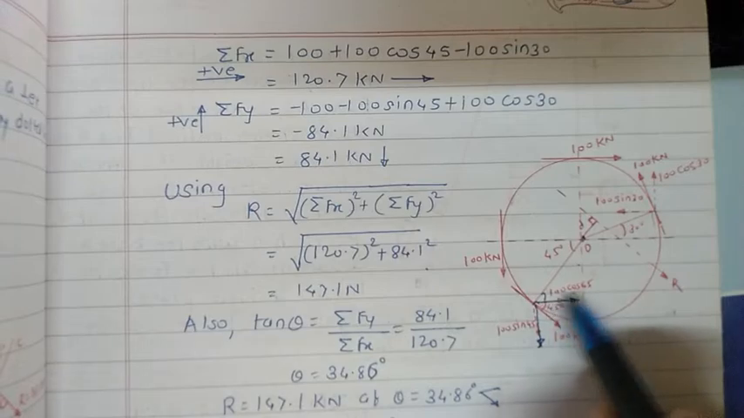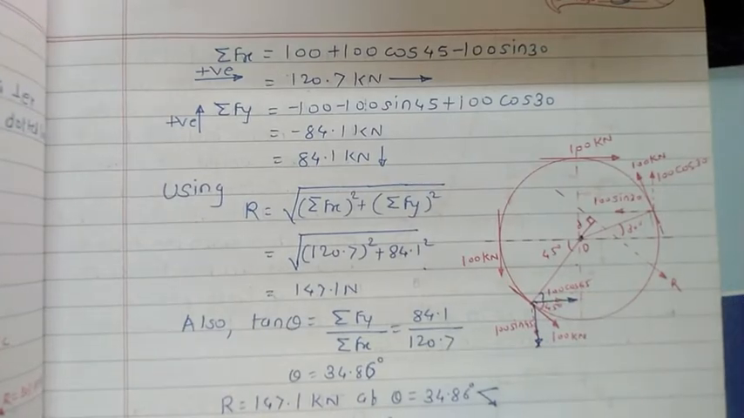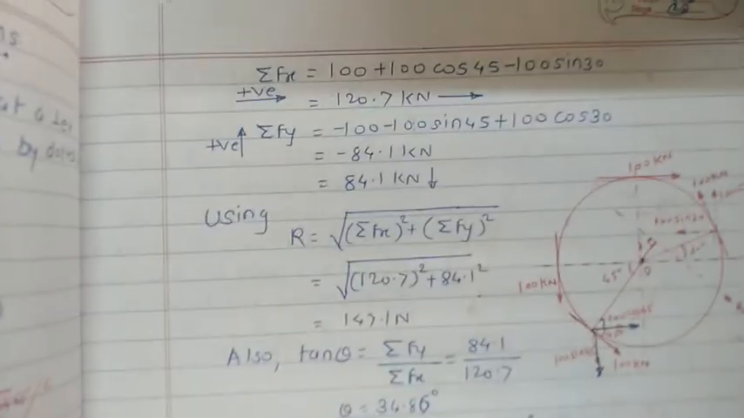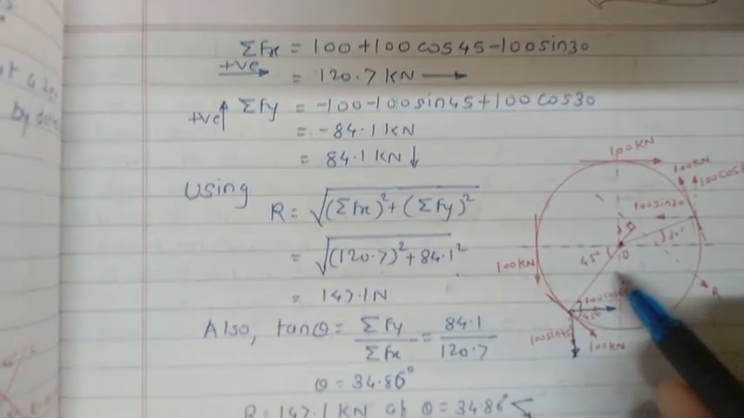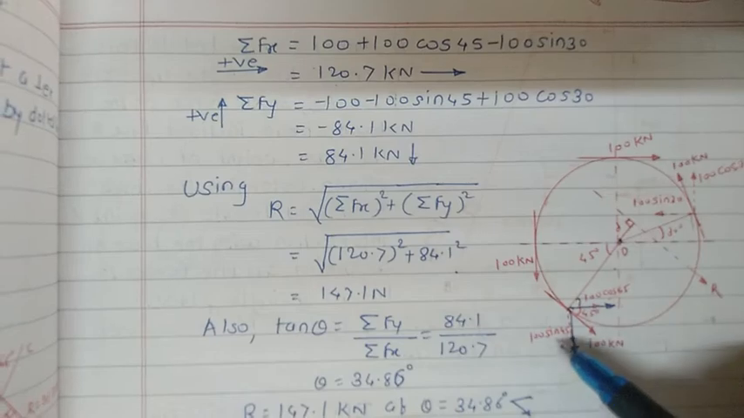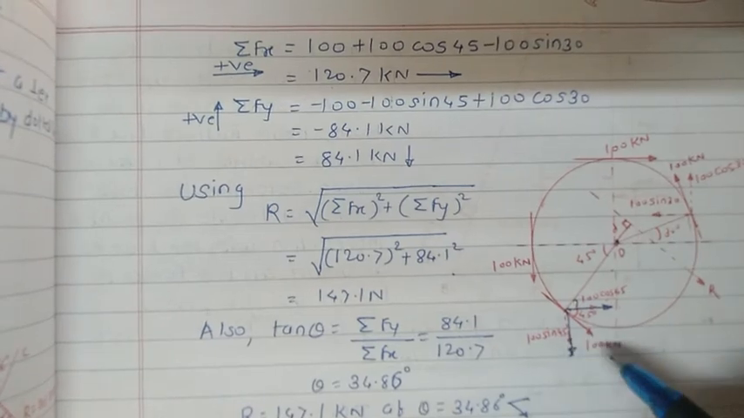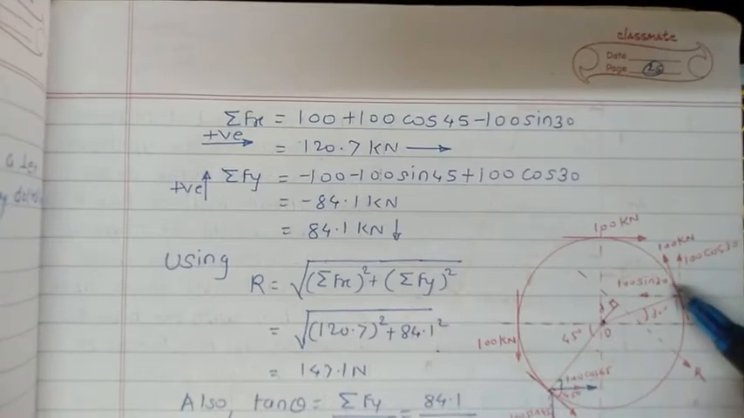So what's about the horizontal component? This is nothing but the 100 cos of 45. Okay. So here we can get the 100 cos of 45 in this way. The next one, the vertical component of the same is 100 sin of 45. Similarly, you have to resolve the next one. This one, 100 kilonewton force you have to resolve into its components.